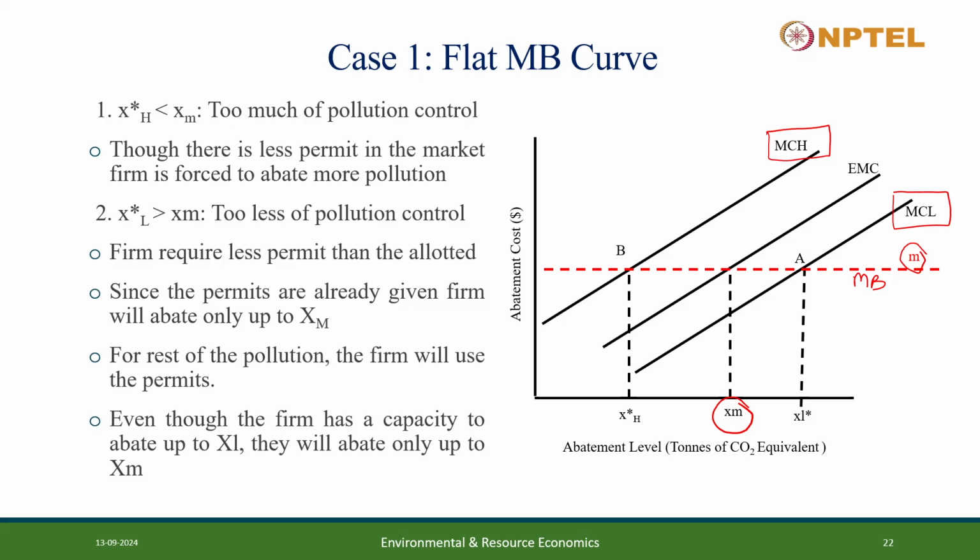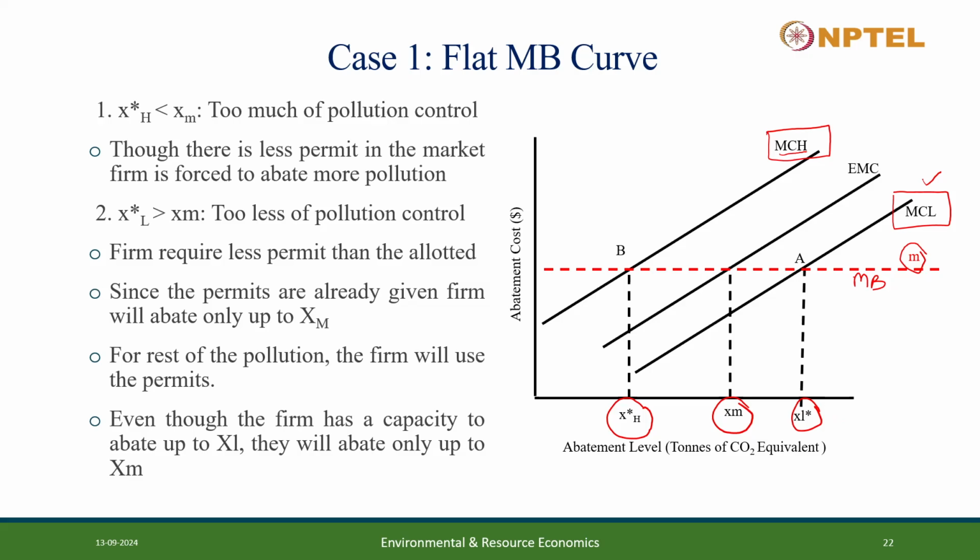So from here the firm is given permits. However, let's say that the marginal cost might be higher. In this case, the XH star is the optimum level. However, if a marginal cost is lower, then XL star is the optimum level of abatement.